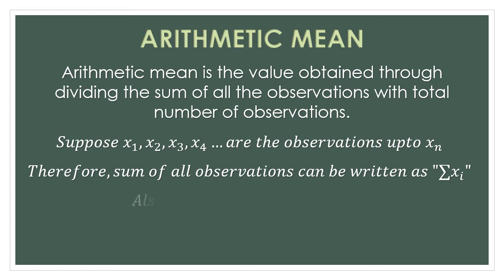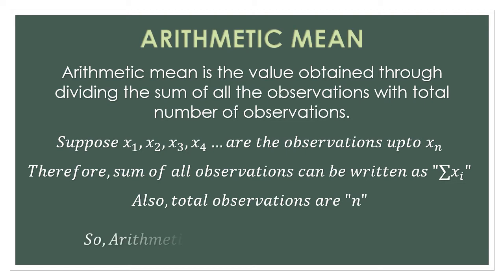So summation xi. Also, the total number of observations is always denoted by n. So the arithmetic mean formula for the variable x will be x bar is equal to sum of xi divided by n. A very simple, very straightforward formula, summation xi divided by n.